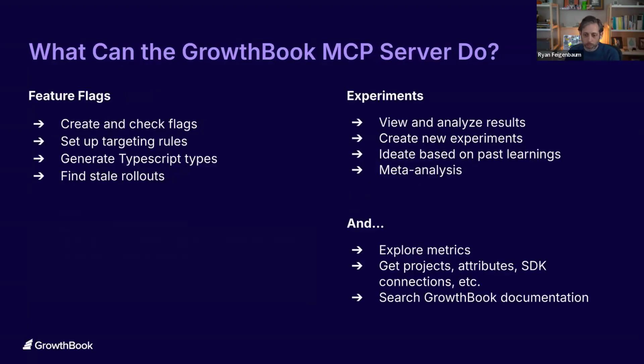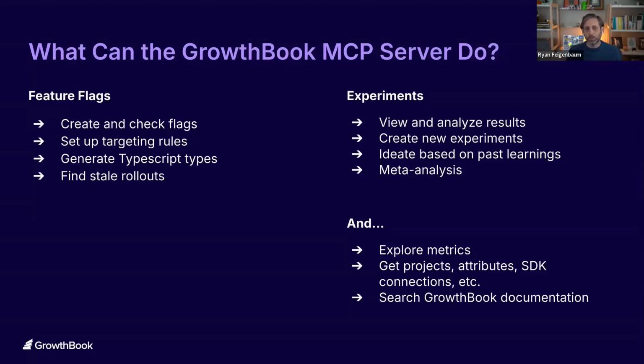And then a little preview of the types of things you can do with the MCP server. Under the feature flags camp, you can create and check flags. You can set up targeting rules. You can generate TypeScript types, which is a little more of a niche feature, but very nice. And then you can also find and remove stale rollouts. With experiments, you can view and analyze results. You can create new experiments, and then you can ideate based on past learnings and do some meta analyses. So some pretty cool stuff.